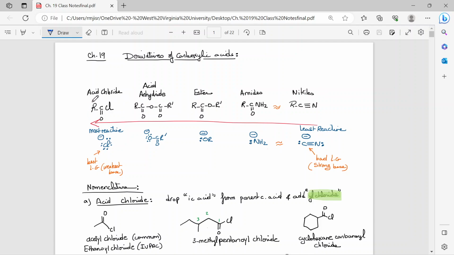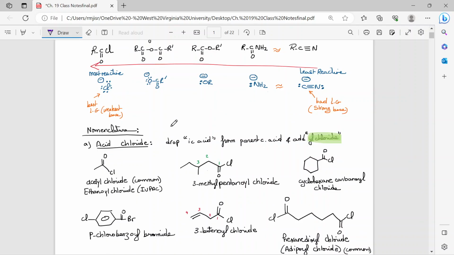Acid chloride has a Cl minus as a leaving group. And we know that the weaker the base, the better the leaving group. This makes acid chloride the most reactive derivative of carboxylic acid among all the carboxylic acid derivatives, because the Cl minus is the weakest base among all the leaving groups of the carboxylic acid derivatives.